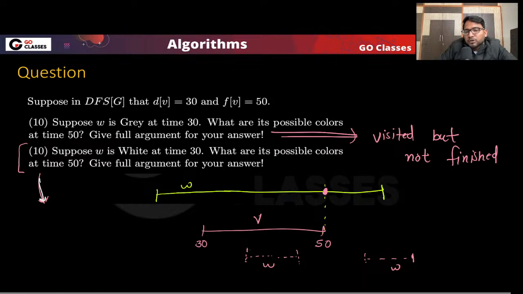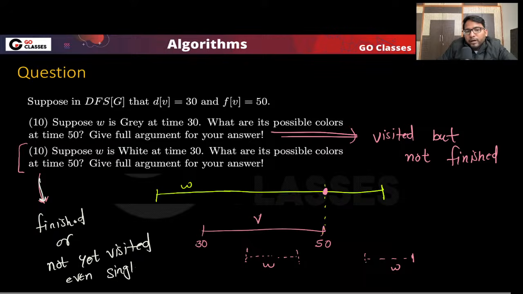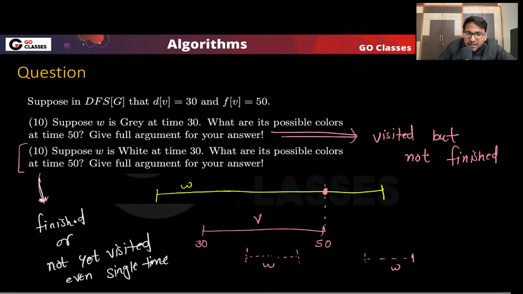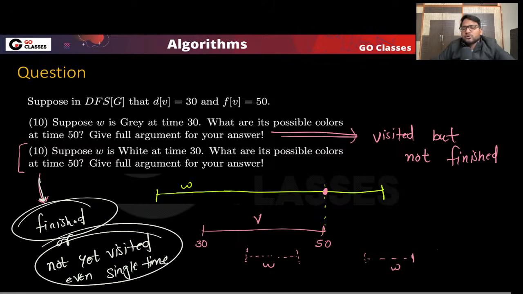But what are the possible things that may happen to W? You can say it is either finished by the time of 50 or not yet visited, right? Not yet visited, not even a single time. I mean, it has not started basically. Maybe it is finished already by that time of 50, or maybe you can say it will start later on, right? Which means either it is finished or not yet visited. Okay, easy question only.